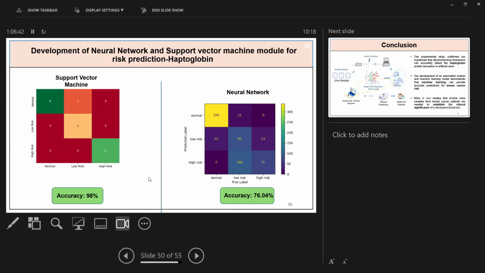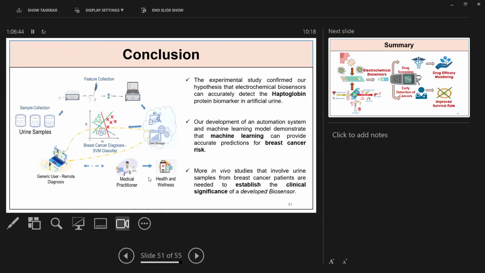And this is just for haptoglobin. However, we have 5 different biomarkers in urine samples for breast cancer prediction. Imagine those 5. That's our next study, and we have almost completed it. We are doing it for breast cancer, pancreatic cancer, and oral cancer, so for different types of cancers using different biomarkers with this electrochemical method.